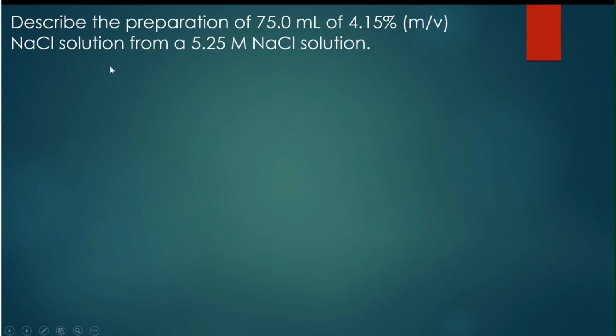So here's an example. Describe the preparation of 75 milliliters of 0.15% mass to volume sodium chloride solution from a 5.25 molar NaCl solution. So now we have the units, molar and percent. C1V1 won't work. Factor label will. We want to know what volume of our stock solution we need to make a 75 milliliter dilution. Again, our 4.15% can be written like this.